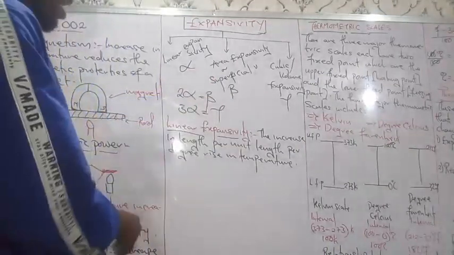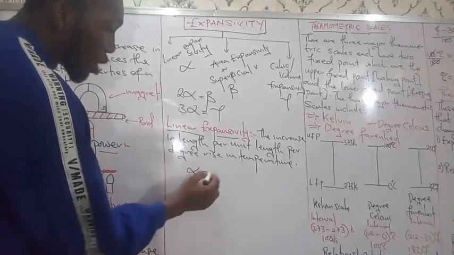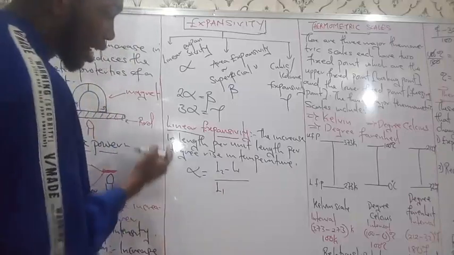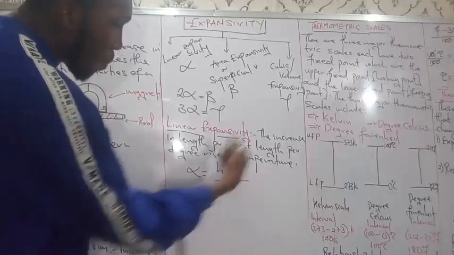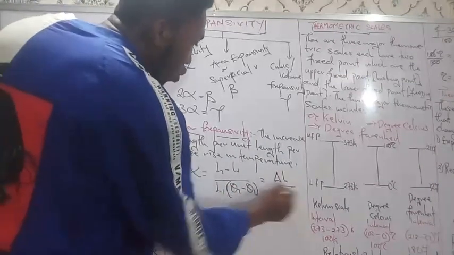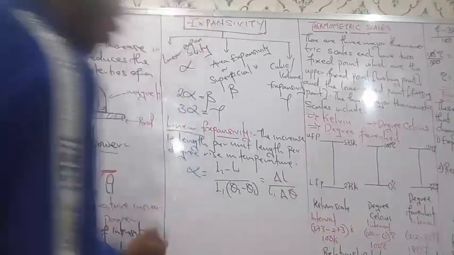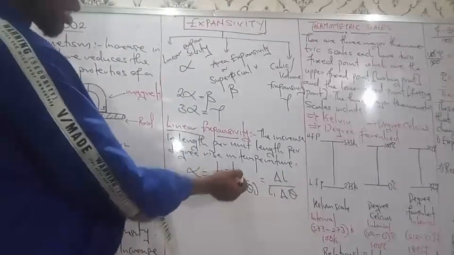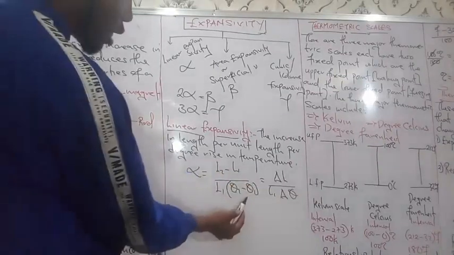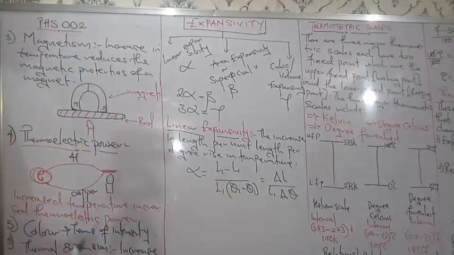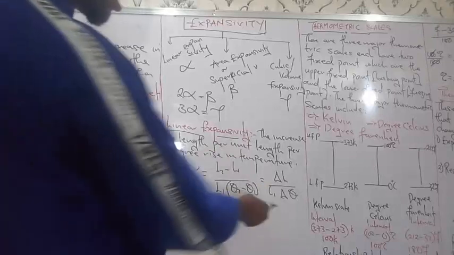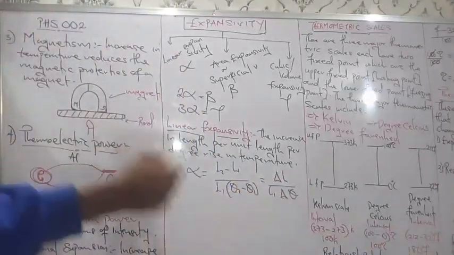So all these things that we've spoken about can be put into a formula. Linear expansivity equals the increase in length, that is L2 minus L1, over the initial length, that is per unit length, then per degree rise put together. That is the change in length over L1 times the change in temperature, where L2 is your final length, L1 is the initial length, theta 1 is your initial temperature and theta 2 is the final temperature. The change in temperature tells you the amount the temperature was increased by, and the change in length tells you by what factor the length was increased.